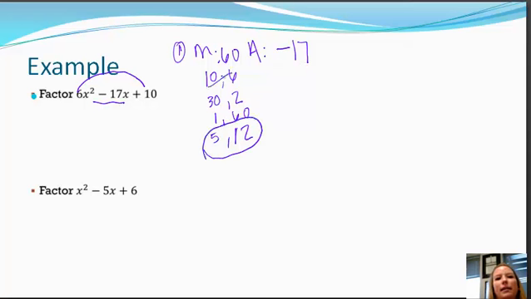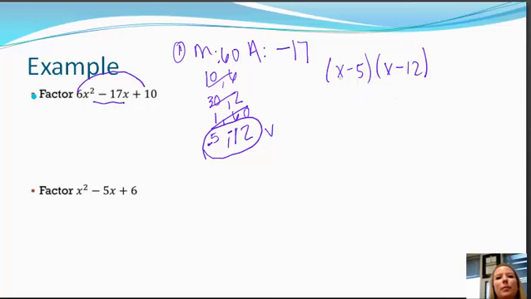10 and 6 only gets to 16. 30 and 2 is 28, and that's really far away from 17. 1 and 60 is far away from 17. So if we have a 5 and a 12, but we want to add to get a negative 17, both of these numbers are going to have to be negative. Alright? So now we have our factors. We're going to write them down. x minus 5, x minus 12.